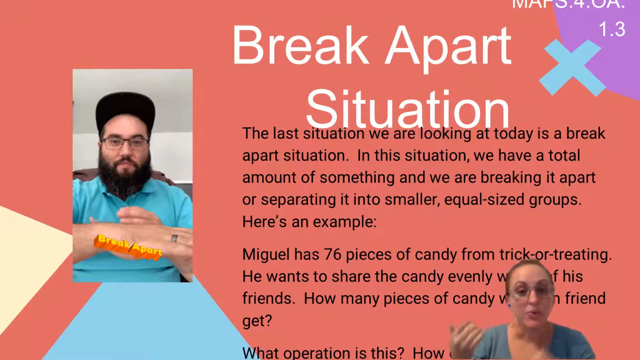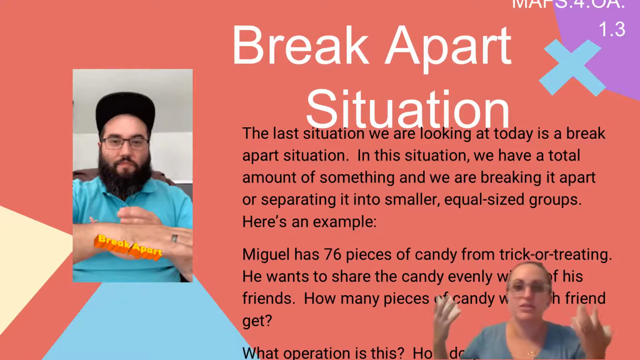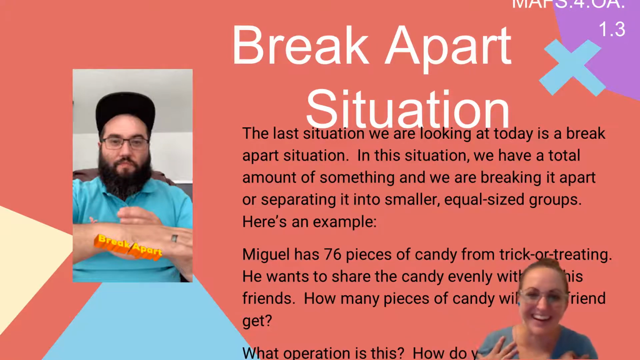And sometimes we know certain numbers can't be broken apart evenly, right? If I have 15 pieces of candy and 2 friends, and I want everybody to get the same amount, well, I'm going to have some leftovers, right? And we want to think, well, what are those leftovers? In that case, the leftover would be an extra piece of candy that maybe I get to eat myself, right?